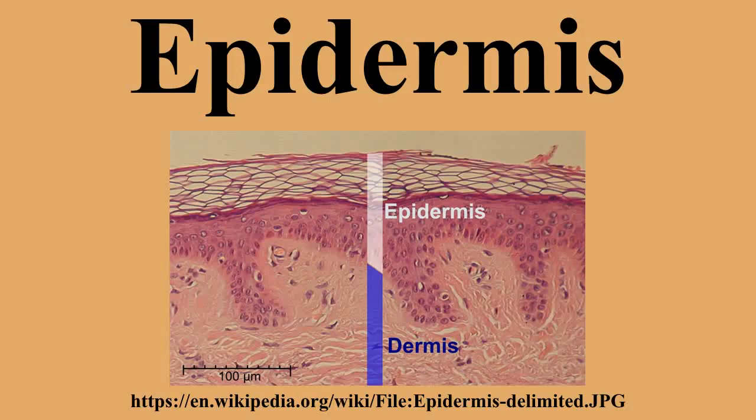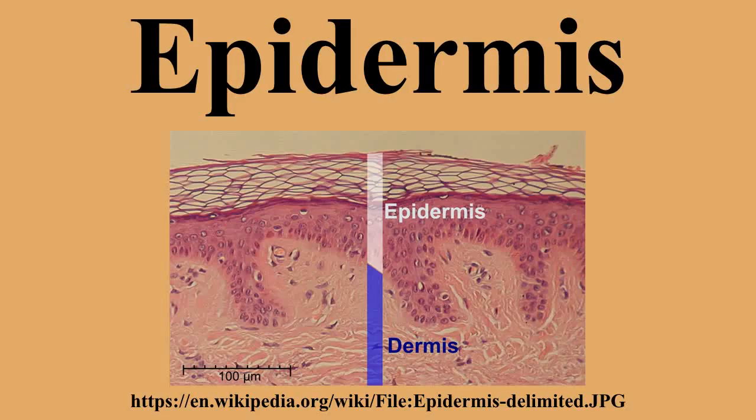The epidermis is the outer of the two layers that make up the skin, the inner layer being the dermis. It provides a barrier to infection from environmental pathogens and regulates the amount of water released from the body into the atmosphere through transepidermal water loss.